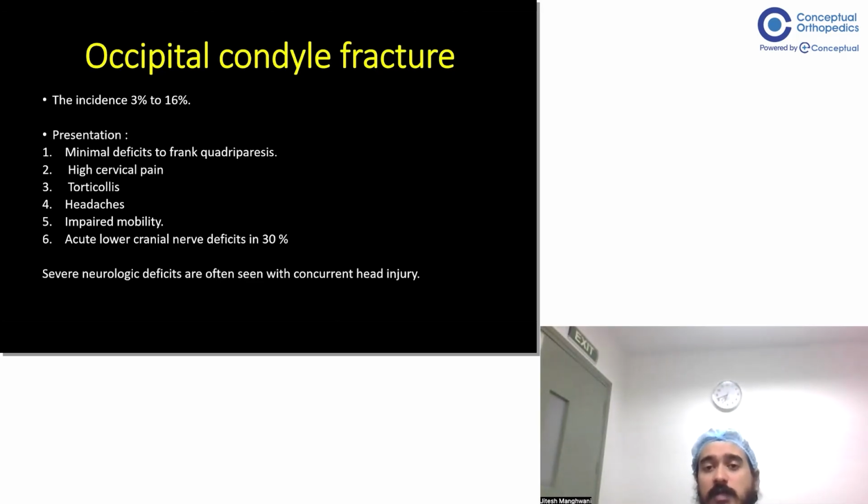The first fractures that happen in the higher cervical spine, I would say, are the occipital condyle fractures. The incidence of occipital condyle fractures is 3 to 16%. The presentation is on either side. The patients might present with a minimal deficit, or they might present with frank quadriparesis. High cervical spine pain is the presentation. Torticollis, that is, the neck would be twisted on one side and bent. The patients would come to you reporting headache. The mobility is impaired.